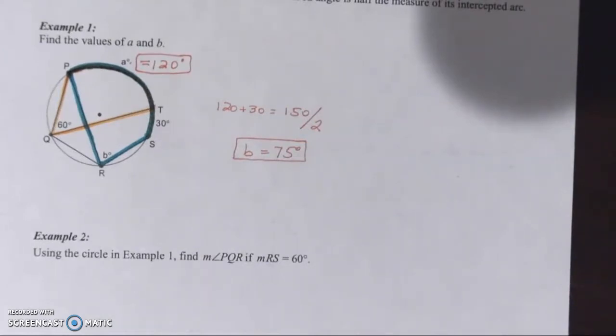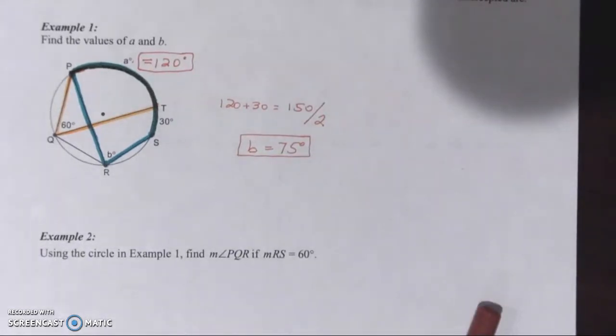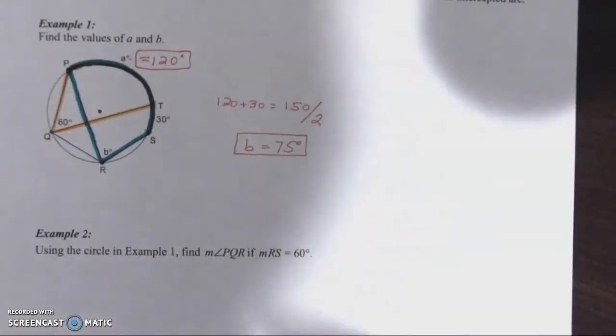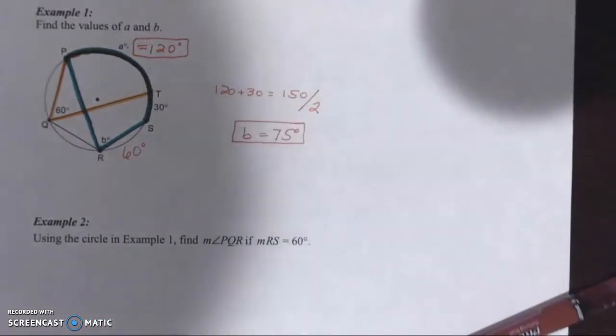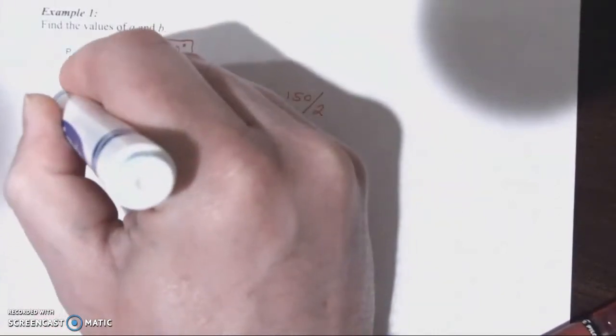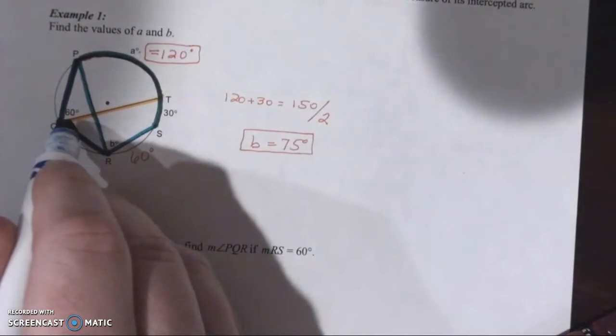Okay. Using the circle in example 1, find the measure of PQR if arc RS was 60 degrees. Okay, PQR. Arc RS. All right, I have one more color marker here. I have blue. All right, so different type of problem. Arc RS is 60 degrees. Given information. Sounds good. Angle PQR. Here's Q. I'm going to trace out angle PQR. There it is, right there, that big angle. 60 is part of it.